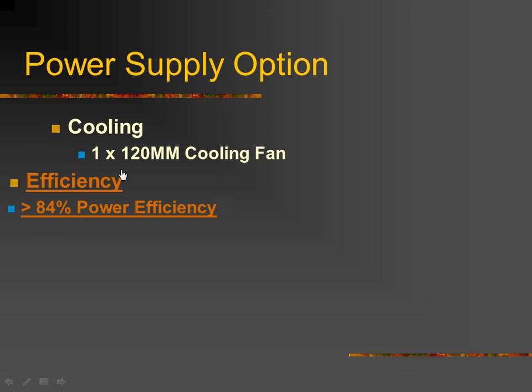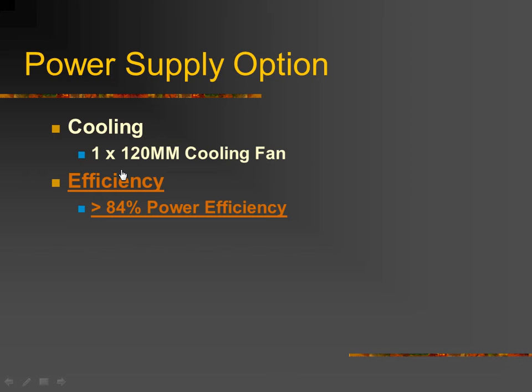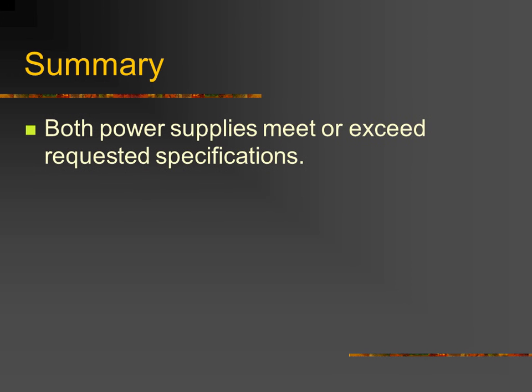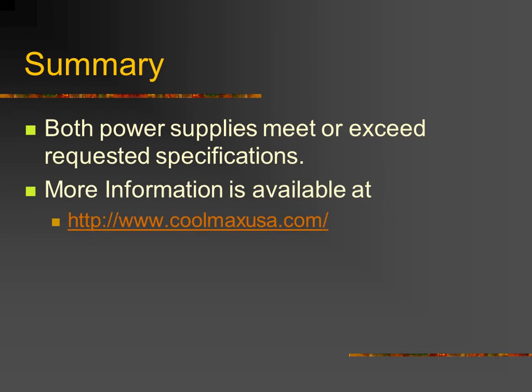So 120 millimeter cooling fan. Greater than 84% power efficiency. It's a very efficient unit. And as far as that goes, both of them meet or exceed the requested specifications. All of our info is at coolmaxusa.com. If you have any questions, do you have any questions this time?